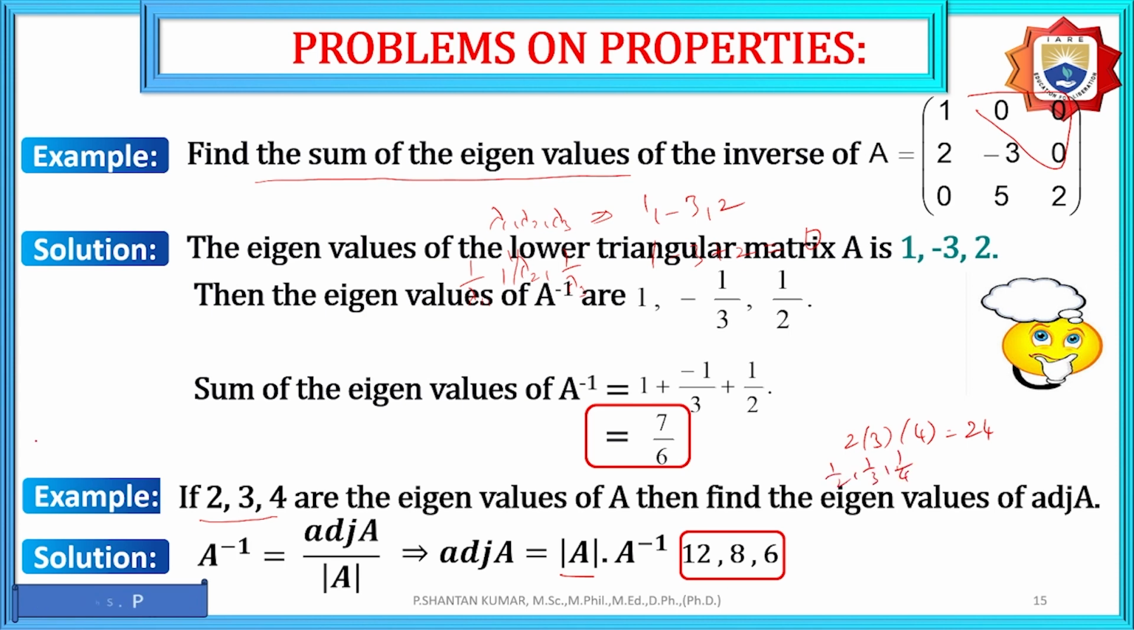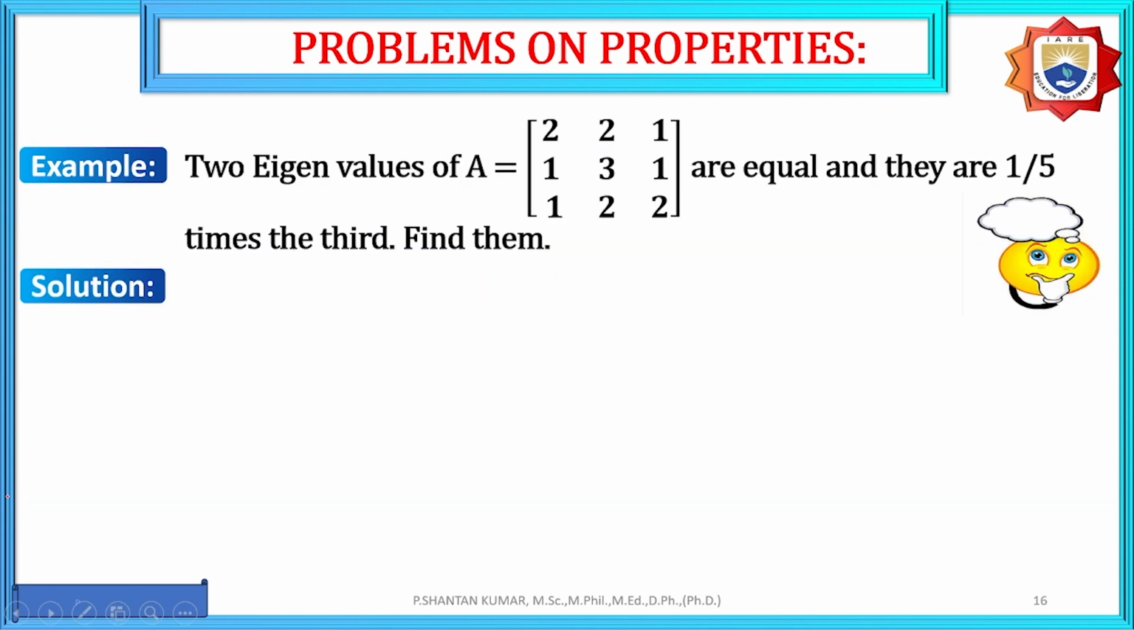Therefore, 1/2 into 24 is 12, and similarly 1/3 into 24 is 8, and 1/4 into 24 is 6. Therefore the adjoints of the eigenvalues are 12, 8 and 6.